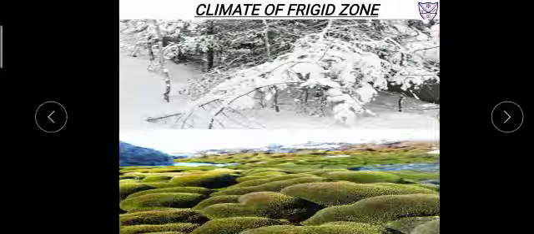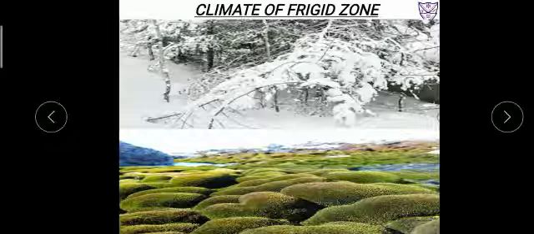During the summer, there is continuous daylight even at midnight. Similarly, in winters, these regions have continuous darkness. So during summers they have daylight, and during winters they have continuous darkness. This situation is reversed in December.